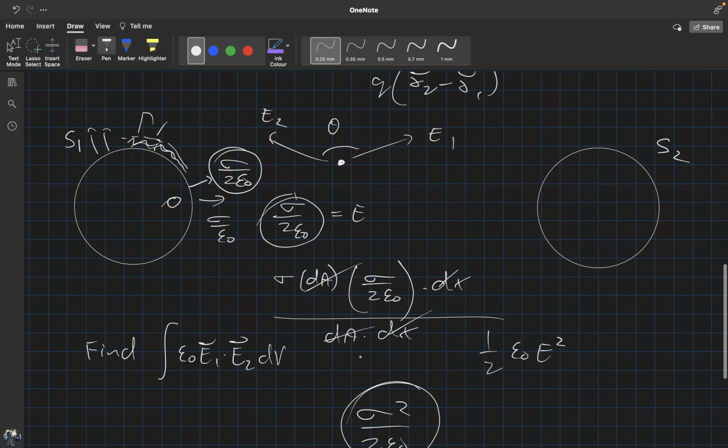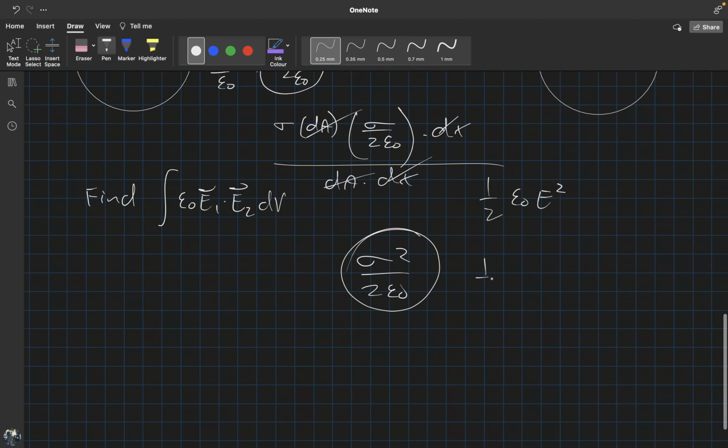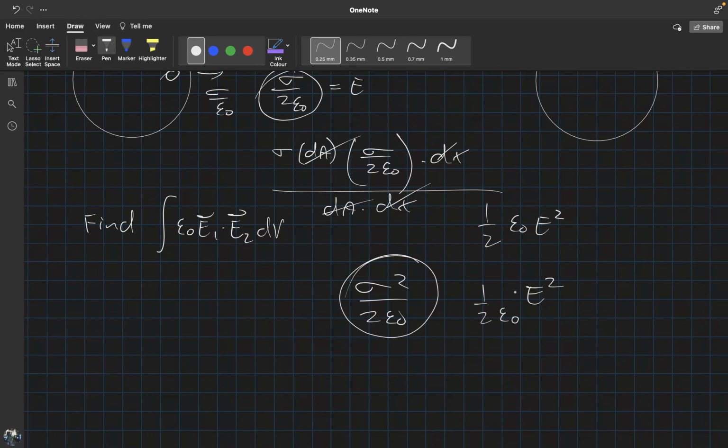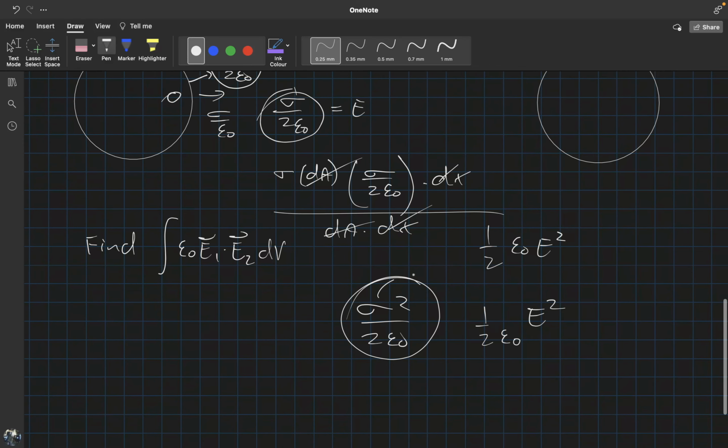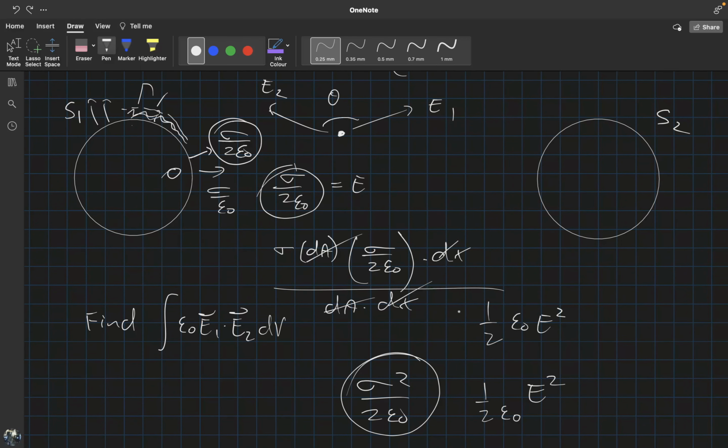And this you can write as half epsilon naught E squared, because we are aware of what E is for a shell. So what's E? E is the electric field. Wait, how did we jump from sigma to E? We wanted to write in terms of E.